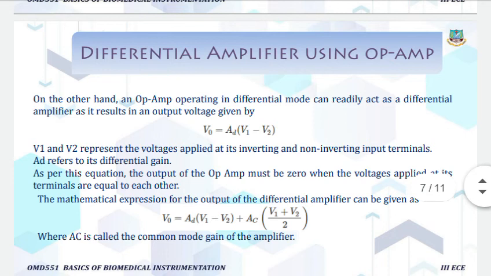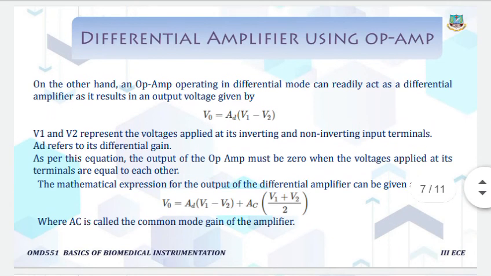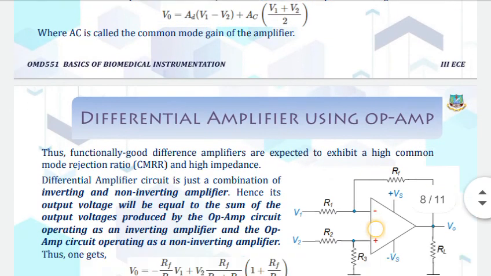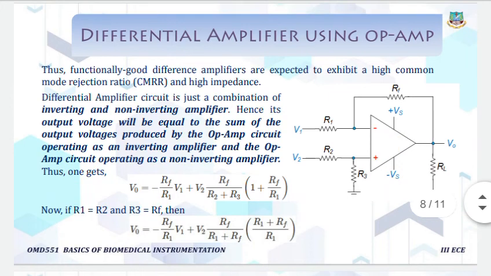So the mathematical expression for the output of the differential amplifier can be given as V0 is equal to AD into (V1 minus V2) plus AC into (V1 plus V2) divided by 2. AC is called the common mode gain of the amplifier. This is the output of the differential amplifier. This figure shows the differential amplifier using operational amplifier.